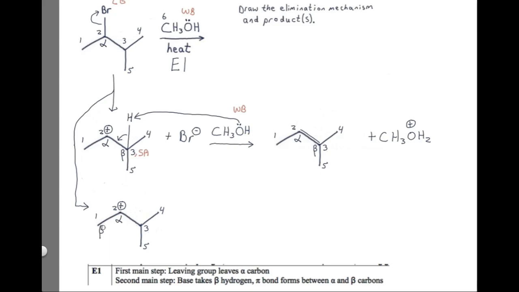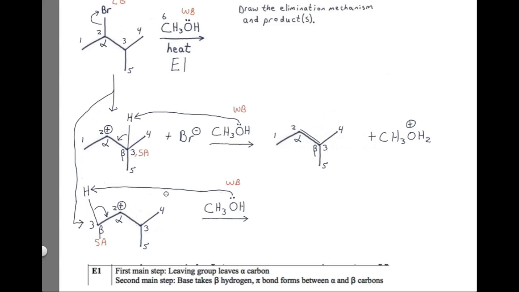And again, I have to draw the arrows to show the base taking the beta hydrogen. Here's our arrow to show the base donating electrons to take the beta hydrogen. Now we draw the arrow to show the pi bond forming between the alpha and the beta carbons. We take these electrons that are being freed up and move them to this position to form the pi bond between alpha and beta carbons.